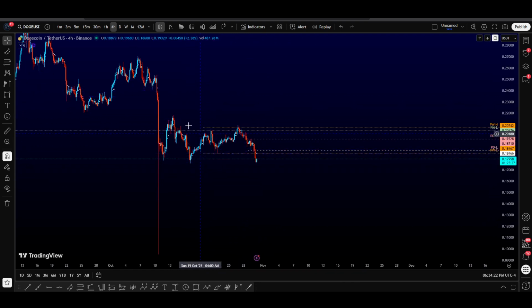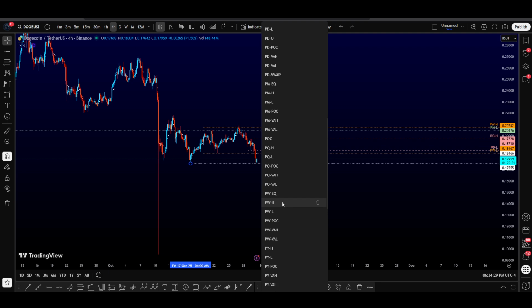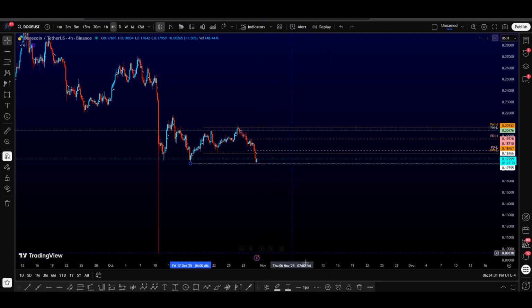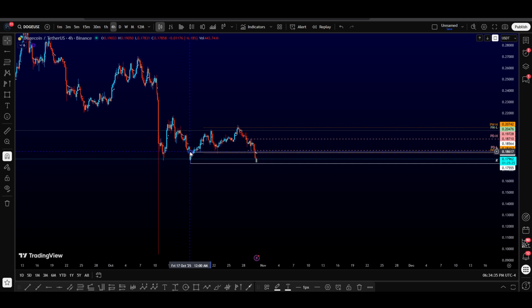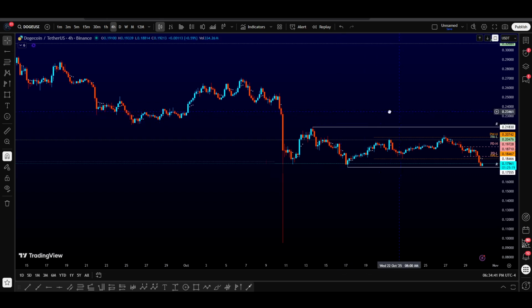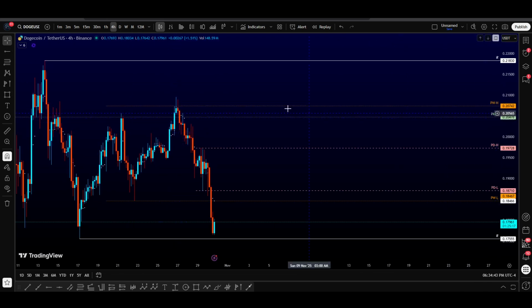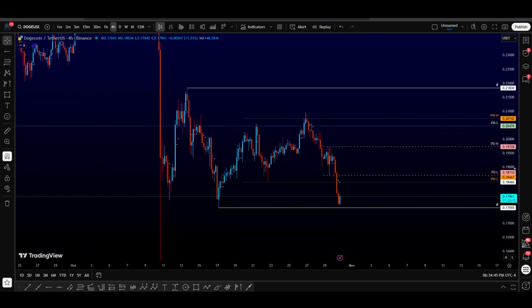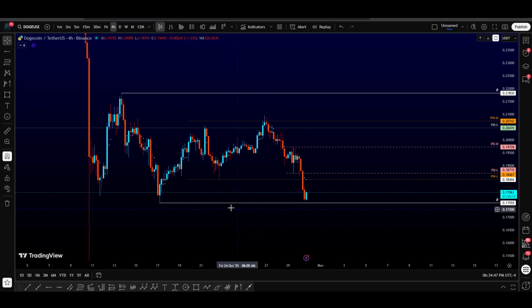So in my opinion, just like always, I want to keep it very straightforward. With Dogecoin, we just want to focus on those lows, that range low, and this range high, right? Keep things very simple. And with that being said, you can just see where the next trades will be. It'll be a lot more clear.